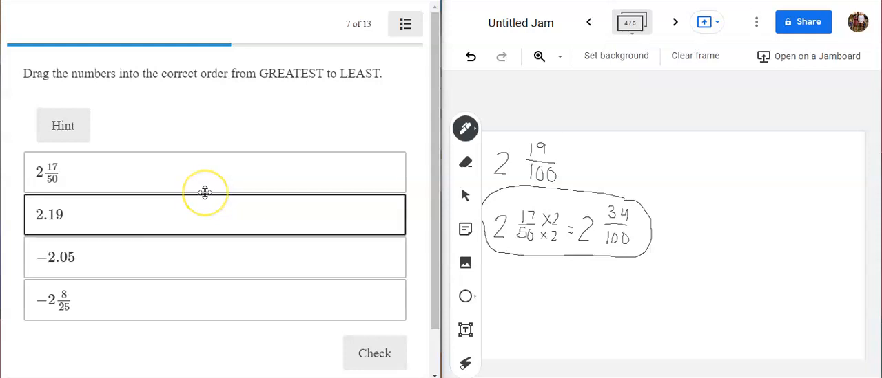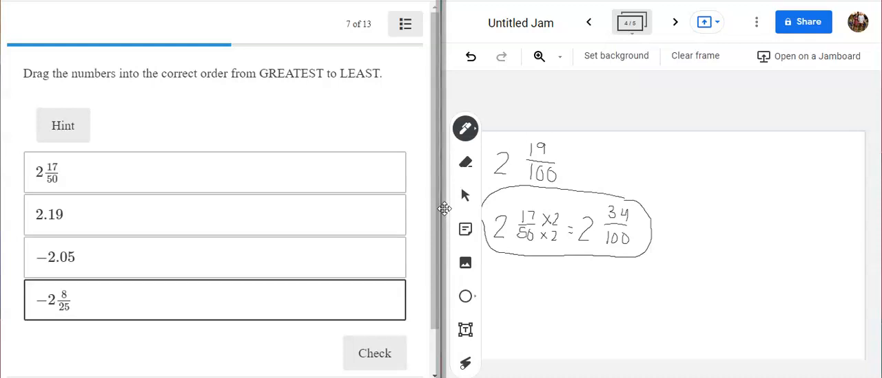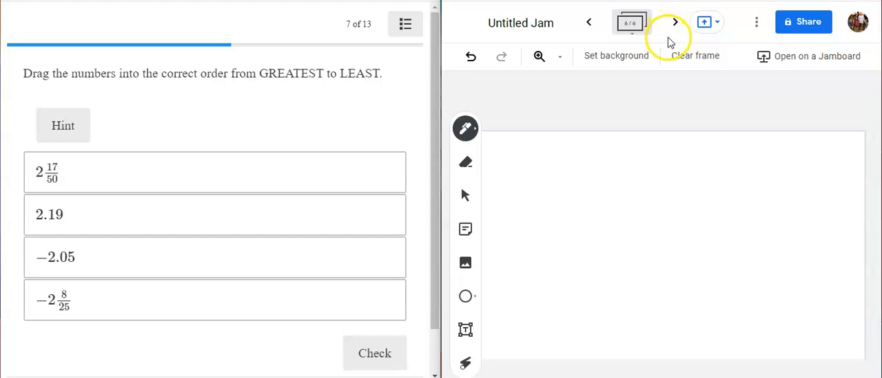So I have these in the correct order, because 2 and 17 over 50, which we changed into 2 and 34 over 100, is bigger than 2 and 19 over 100. Now let's look at these guys right here. We need to figure out which one works the best. I'm going to stick with my fraction there, so I have 2 and 8 over 25.